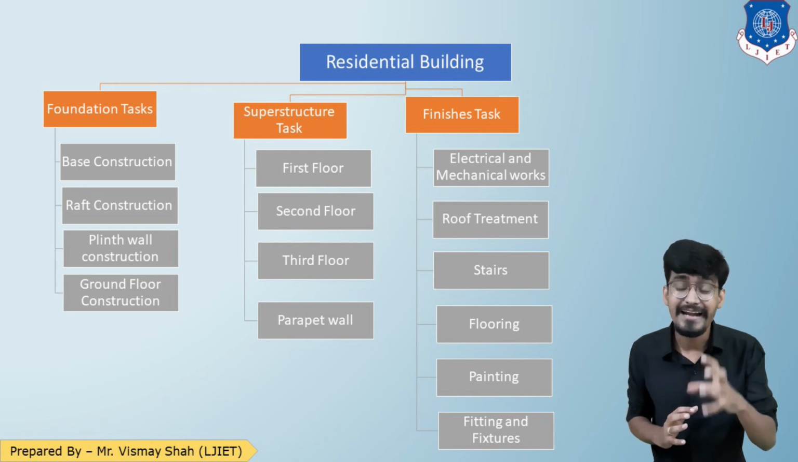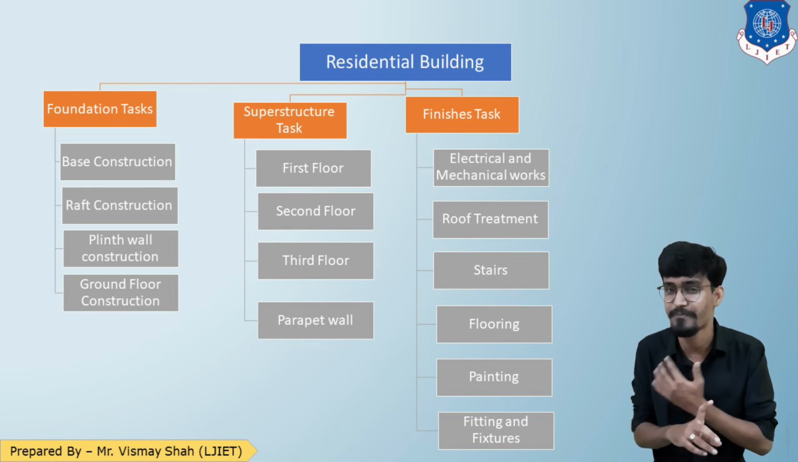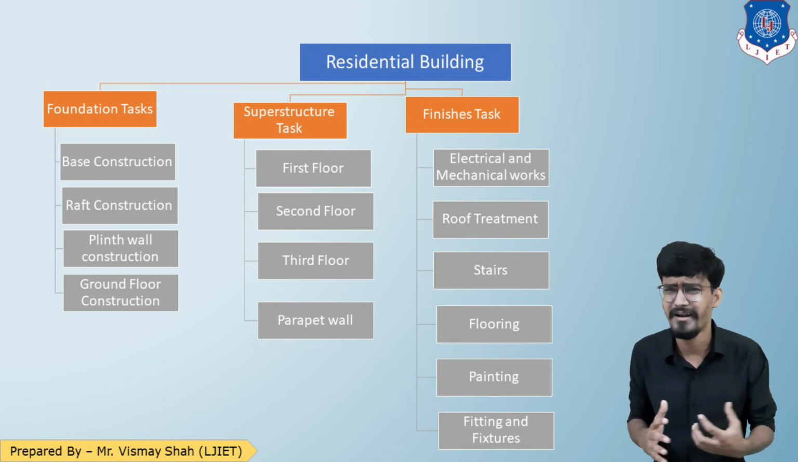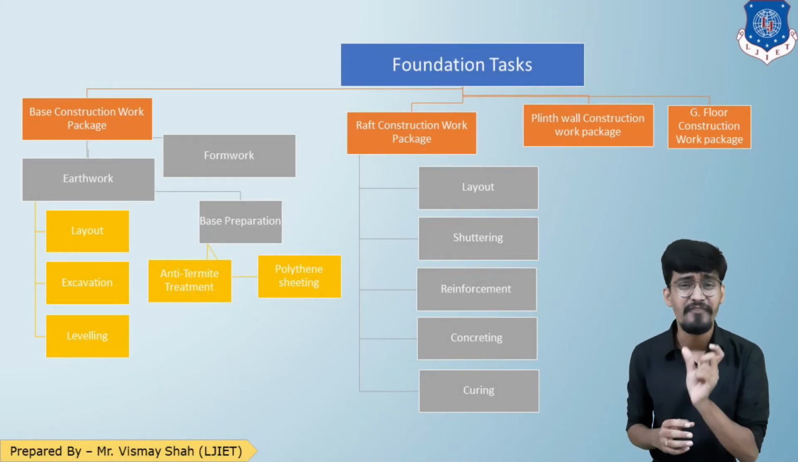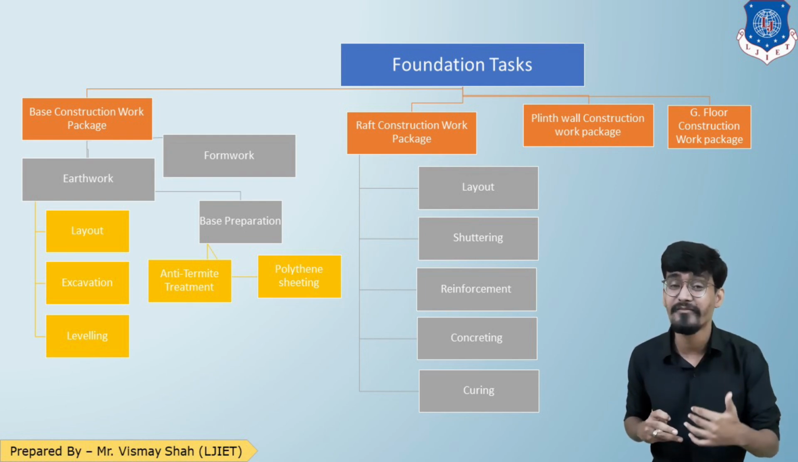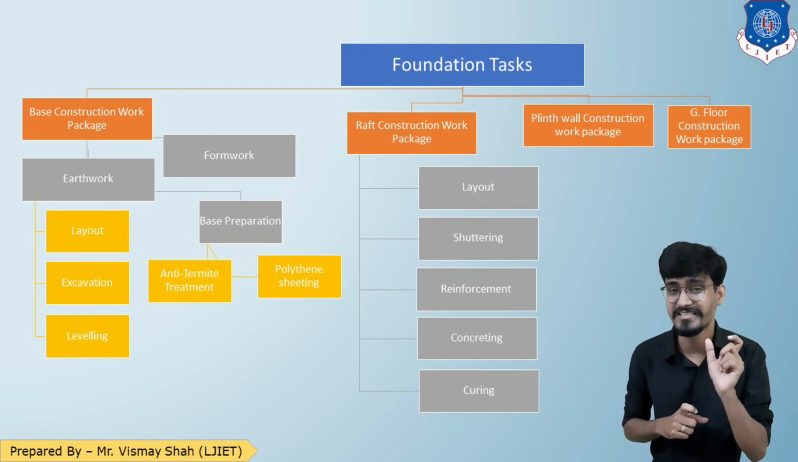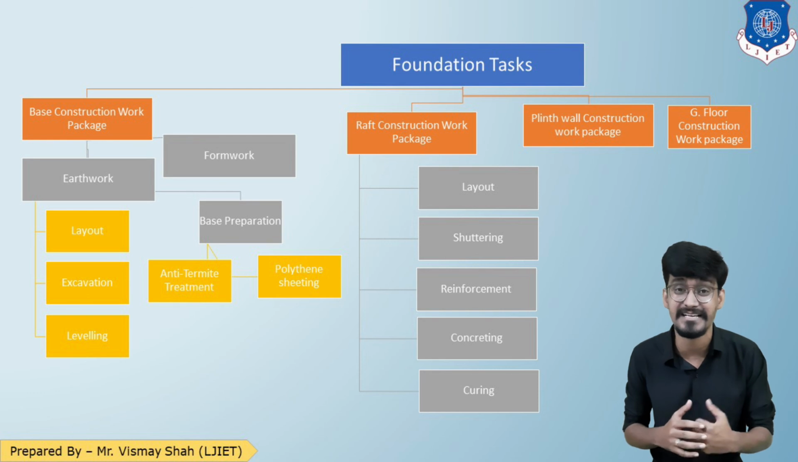Now let us see the division of work package to activity. Due to space, I am redrawing this residential building work breakdown structure again. As you can see, I have taken the foundation task, and the work packages of that foundation task I have divided into activities. At the top you can see the foundation task. Then the first work package is base construction. The base construction involves the activities such as earthwork, base preparation and formwork.